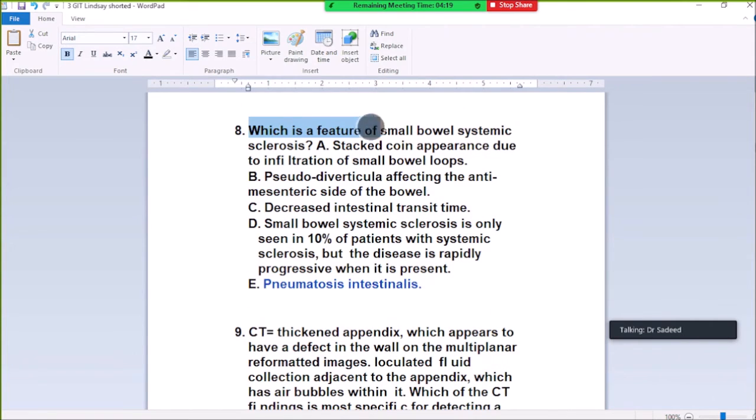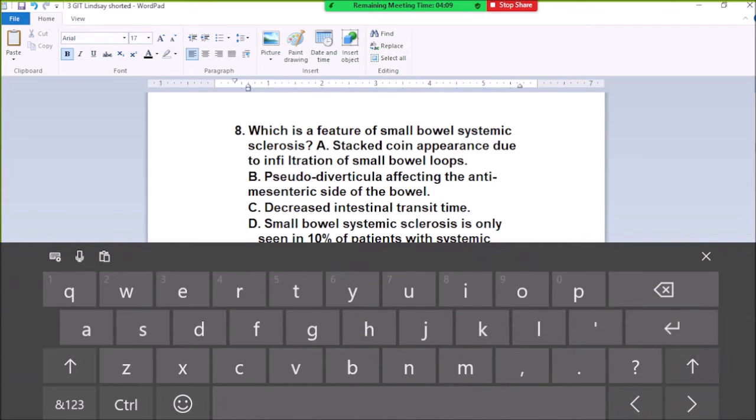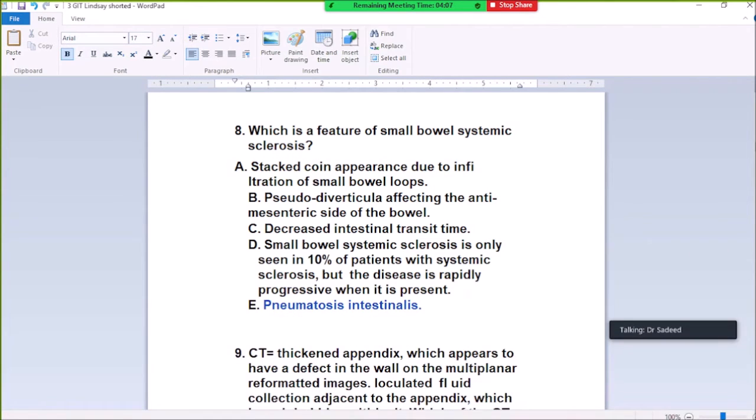Question number 8. Which is the feature of small bowel systemic sclerosis? Answer is pneumatosis intestinalis. Which all options are not fitting? Option A is also not correct. Pseudodiverticula are seen in Crohn's disease, so C is wrong. D is also wrong. So the answer is pneumatosis intestinalis, seen in small bowel systemic sclerosis.